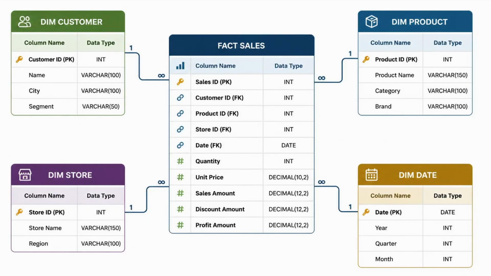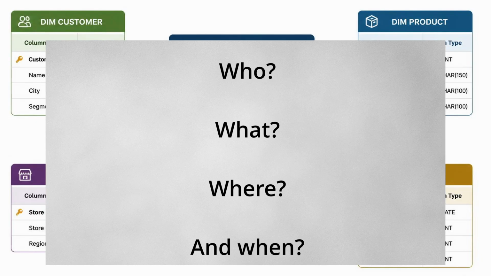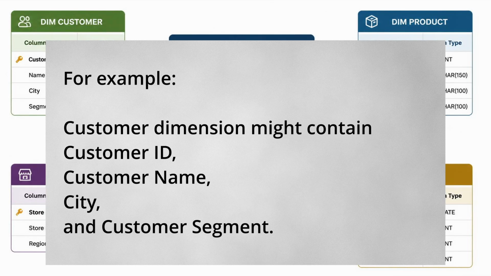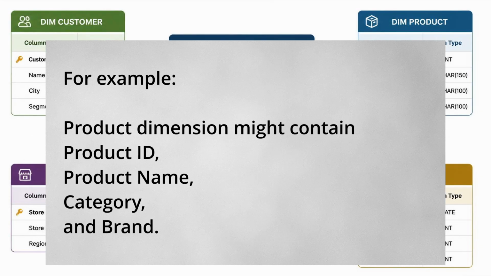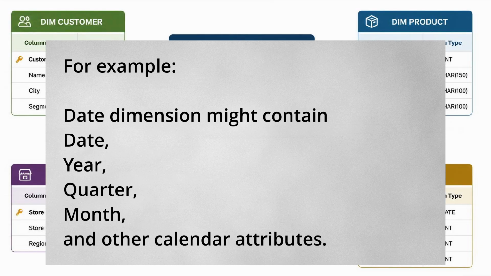A dimension table provides descriptive information about the data in our fact table. Common examples are product, customer, store, and date. These tables help us answer questions such as who, what, where, and when. For example, our customer dimension might contain customer ID, customer name, city, and customer segment. Our product dimension might contain product ID, product name, category, and brand. And our date dimension might contain date, year, month, and other calendar attributes.